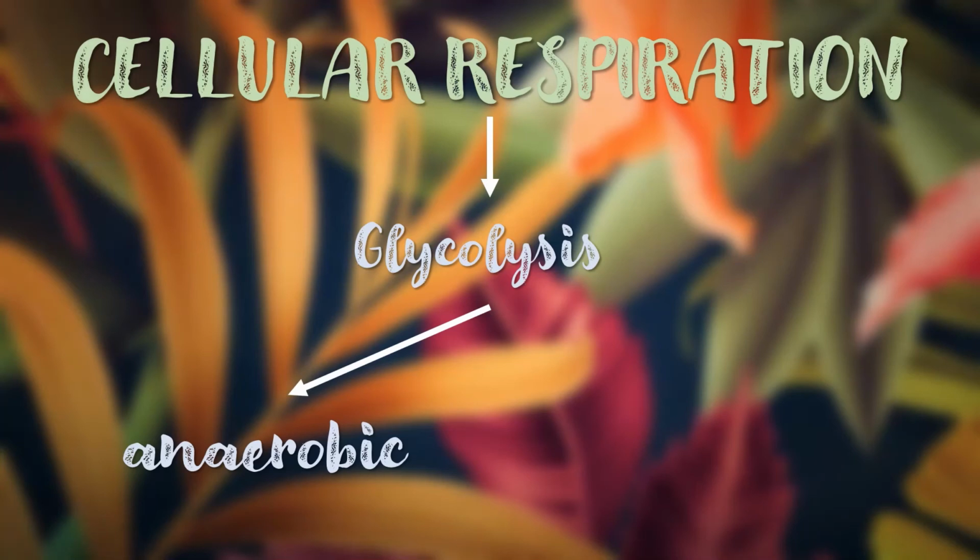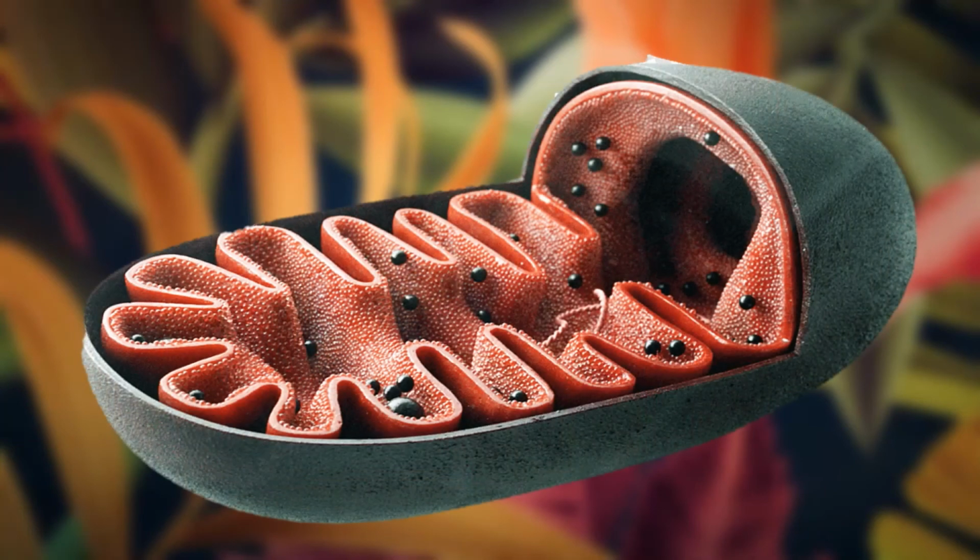Now, anaerobic respiration is not actually very good at making ATP. It relies on just the 2 ATP that can be made from glycolysis. But if oxygen is present, aerobic respiration will occur and it's an ATP producing machine. Aerobic respiration takes place in the mitochondria of eukaryotic cells and in the cytosol of prokaryotic cells.